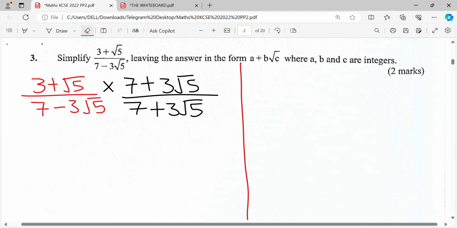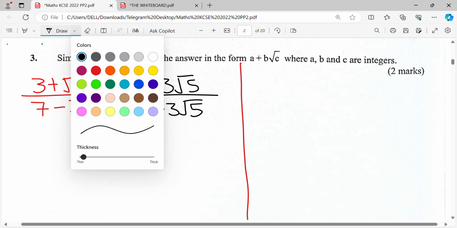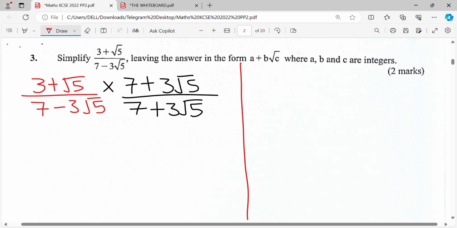So let's move with it. After doing that, what you do from that point is you just obey the usual order of operations of Surds. How do you multiply them? How do you add them? How do you subtract them? That's how simple it is. So let's proceed with our maths.